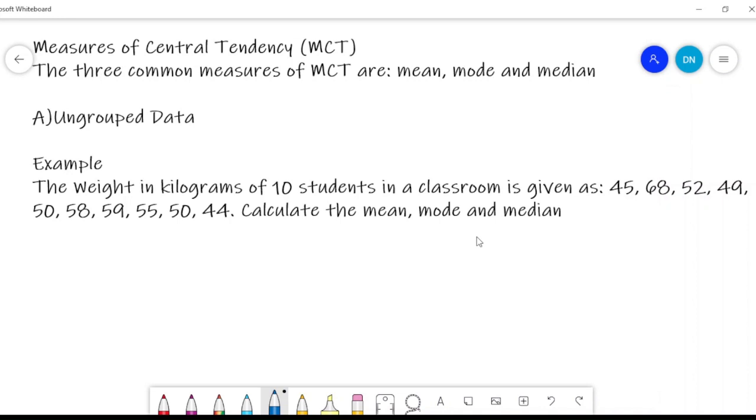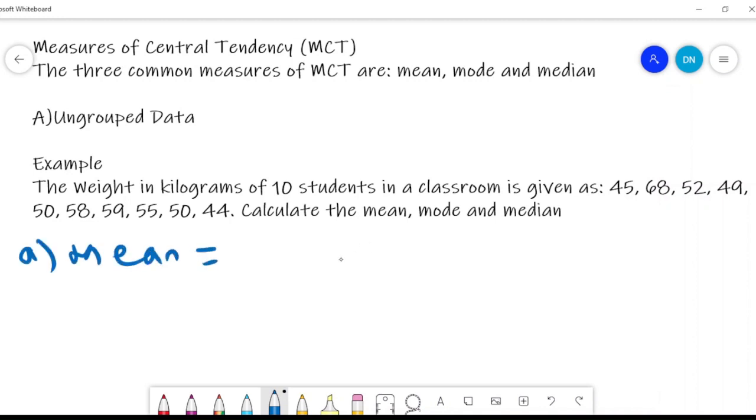The example is: the weight in kilograms of 10 students in a classroom is given as 45, 68, 52, 49, 50, 58, 59, 55, 50, and 44. Therefore, we want to calculate the mean, the mode, and the median of the given data.